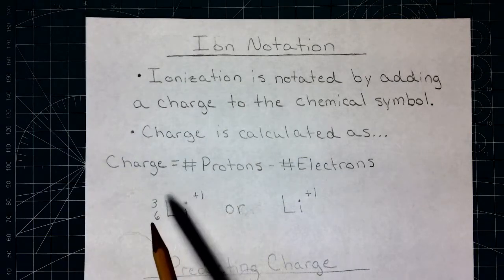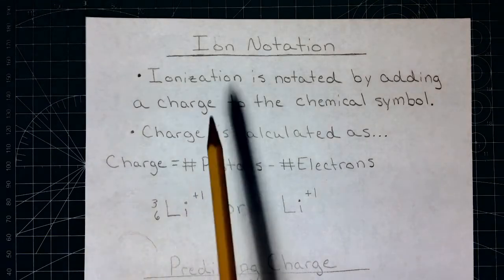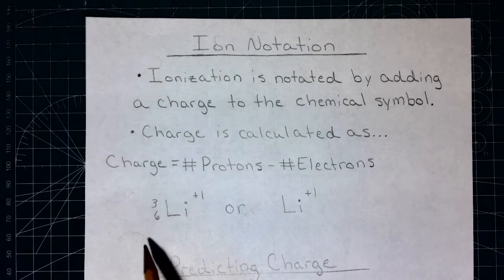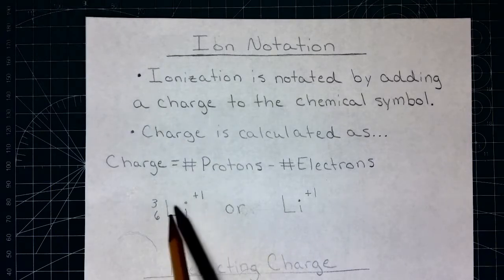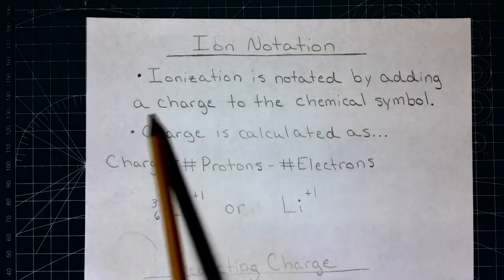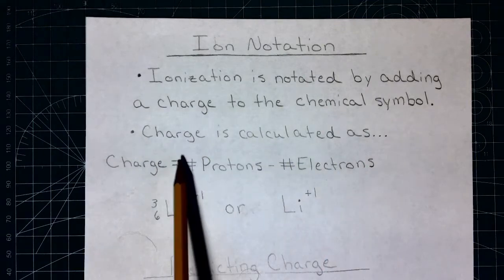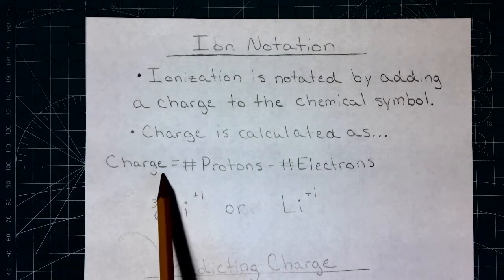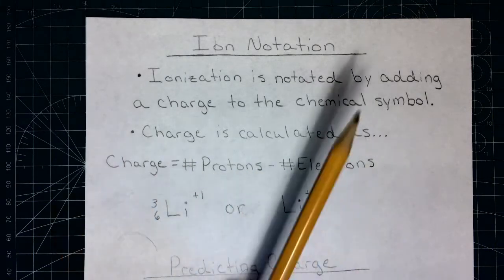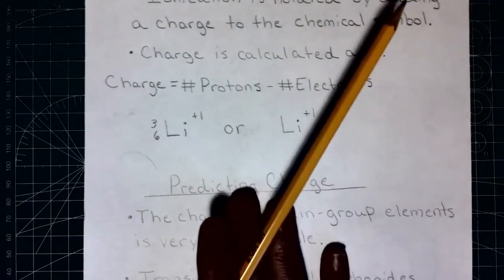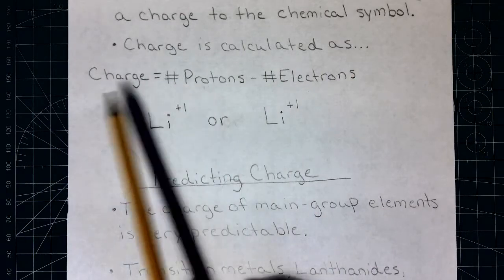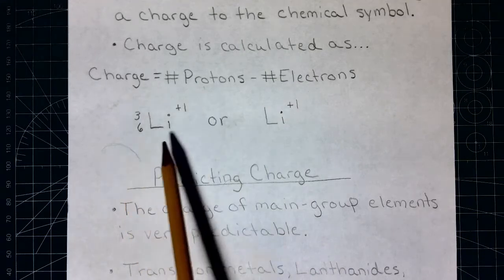So now let's talk a little bit about how we're going to write elements so that it's clear that they are ionized. This could be true for just an element or a whole compound with an actual chemical formula. Ionization is noted by adding a charge to the chemical symbol. Charge is calculated as the number of protons minus the number of electrons. In the case of lithium, we said it's going to lose one electron, so it's going to have one less electron than protons. If I do the math here, I'm going to see that that's a +1.